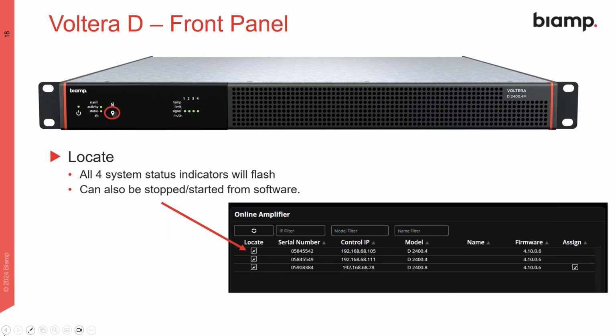We have the ability in multi-amplifier systems to locate which amp is which. We've racked up 4 or 6 of these, and just looking at the face of it, if we don't know the order that they were in, hit the locate button, and then that amplifier in VenueTune will show you which one you're physically touching there, just to make it easy to see what's online and what you're working on.